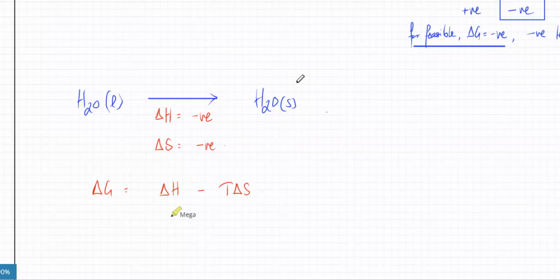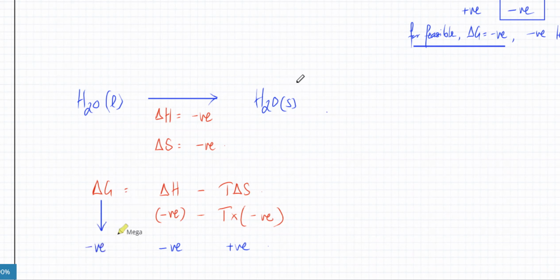Now delta H has a negative value. That's fine. And minus T times delta S, because of two negative signs, would actually be a positive value. So one term is negative, this first one, and the second term is positive. If I want to make delta G negative, because I don't want delta G to be positive, which would indicate that the system needs energy from outside, what should I do? Higher temperature or lower temperature?